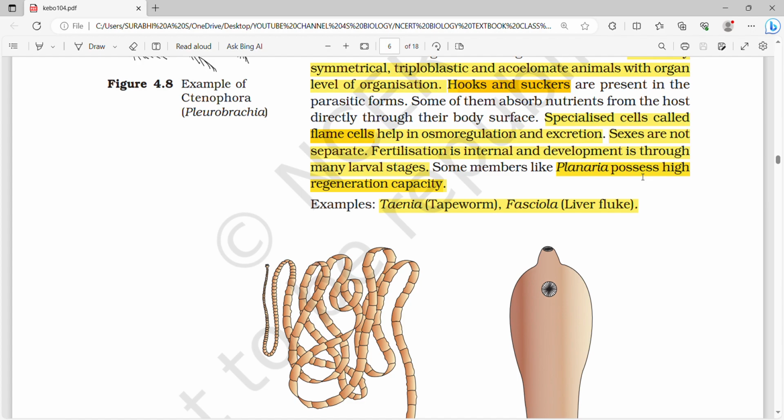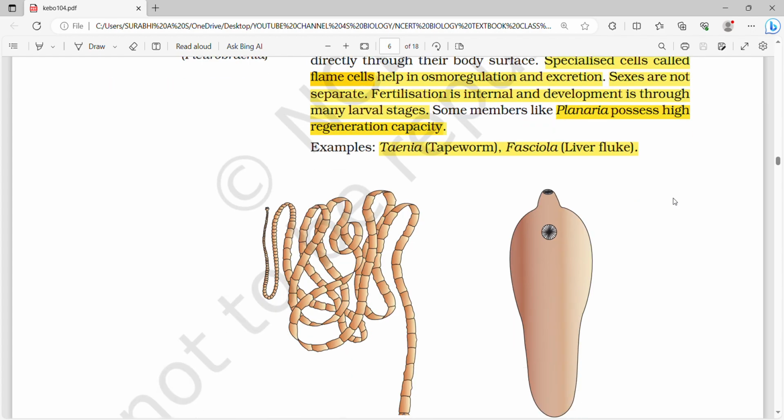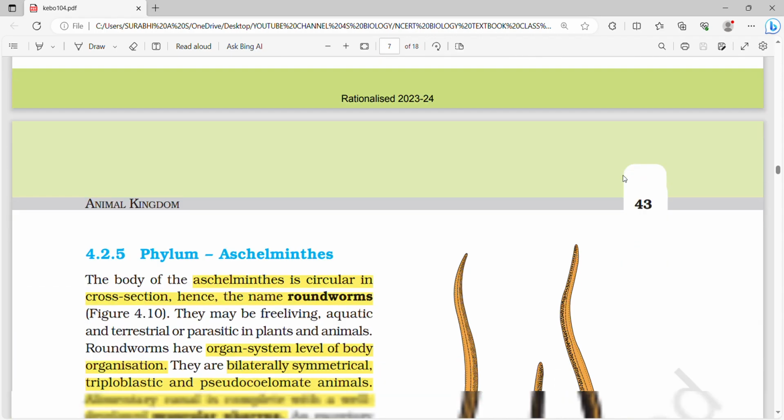Here also the sexes are not separate. Fertilization is internal and development is through many larval stages. Here the example of Planaria is given, which is very important. They have high regeneration capacity. The examples are Taenia, that is tapeworm, and Fasciola, that is liver fluke. So these are the examples.